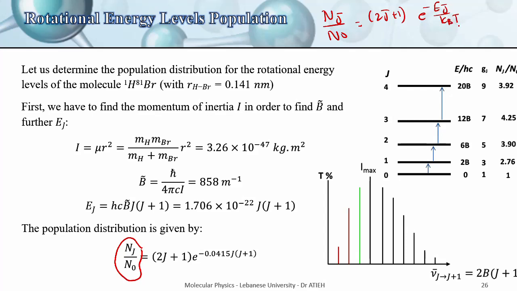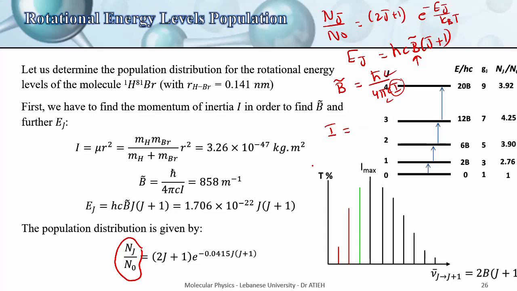Substitute every term for its value. We have to find ej. ej is equal to hc b bar j (j plus 1). To be able to write ej, we have first to find b. So b bar is equal to h bar over 4 pi ci. So h bar is a constant, c is a constant, there's left I. So we have to find I.